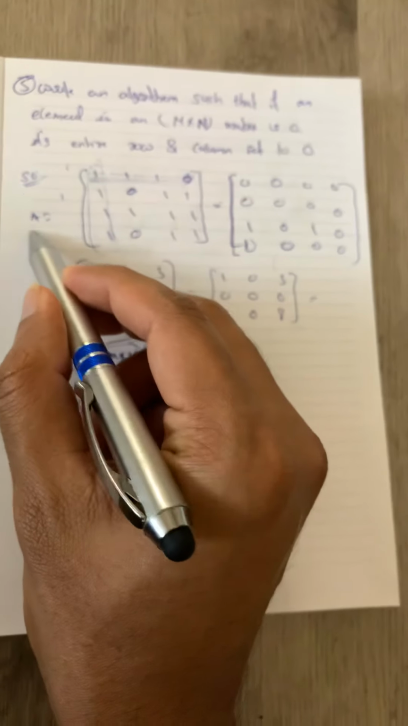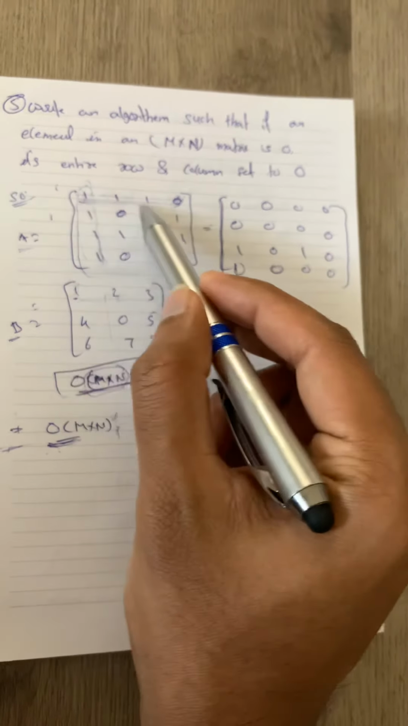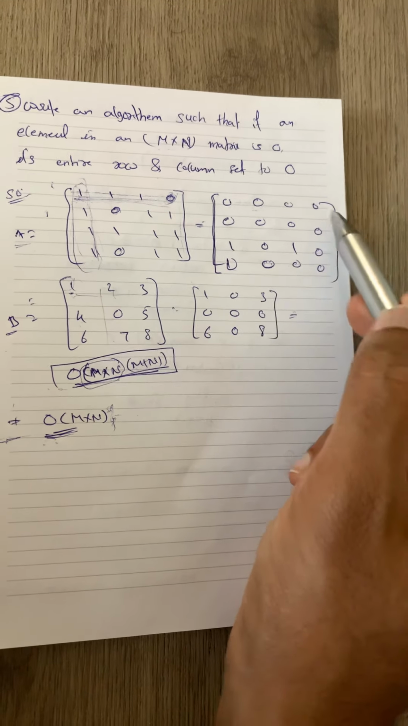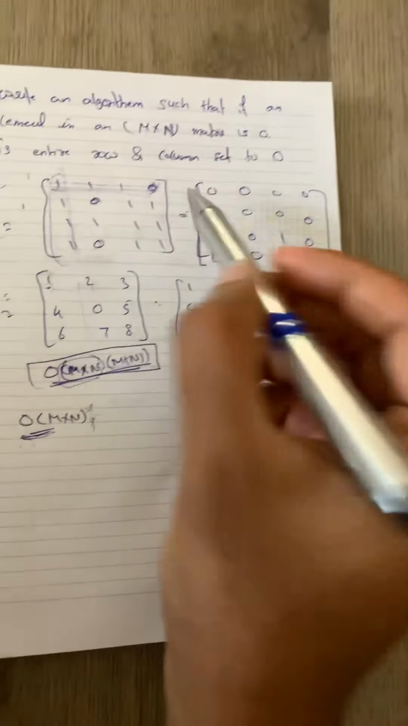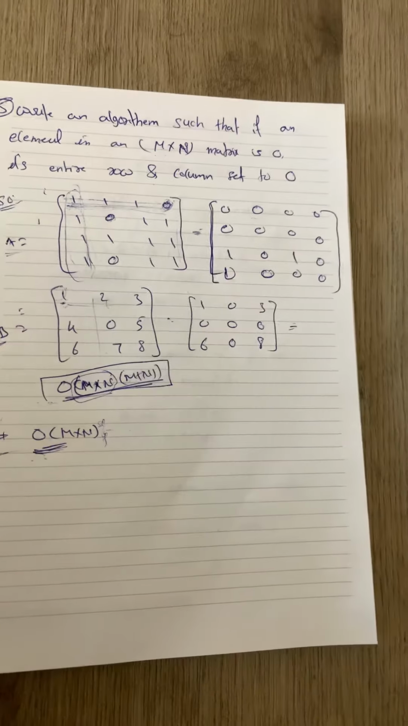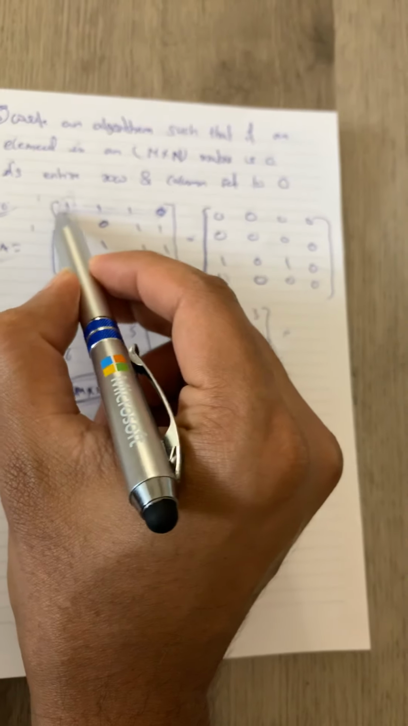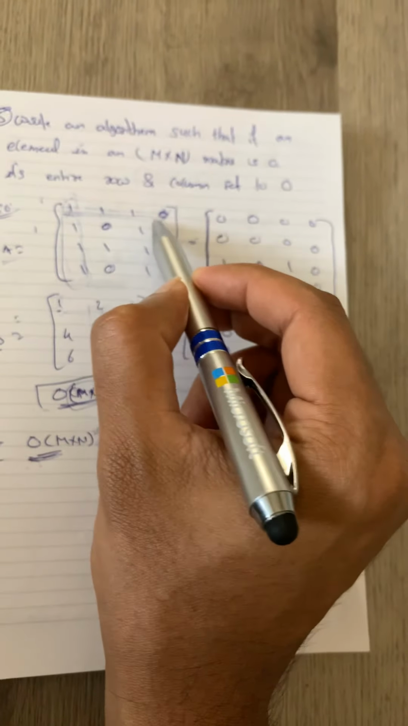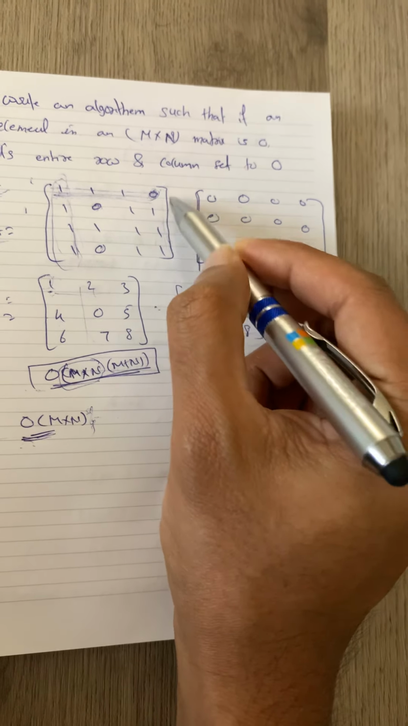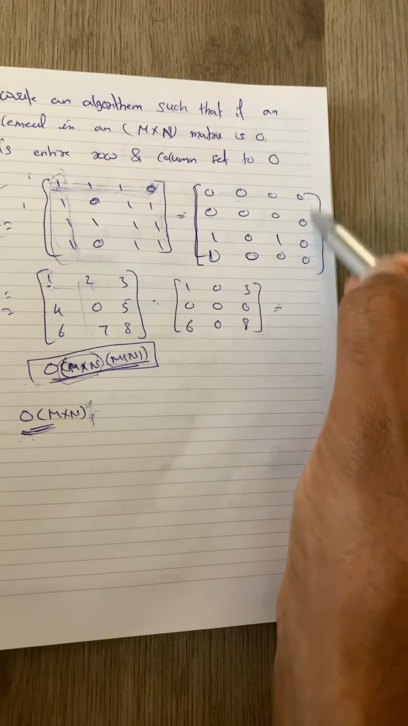So coming to the problem, I just took two matrices here. One is 1 1 1 0. So this is my input array, and the output should look something similar to this one. Here we have a 0 element in the last position of the first row. So all the elements in this row should be set to 0, and all the elements in this column should be set to 0.